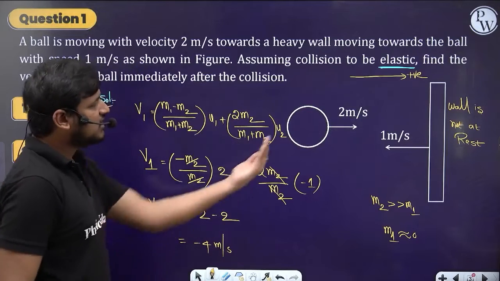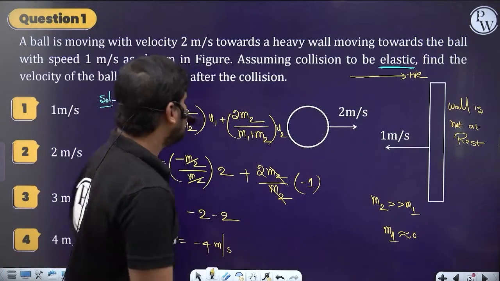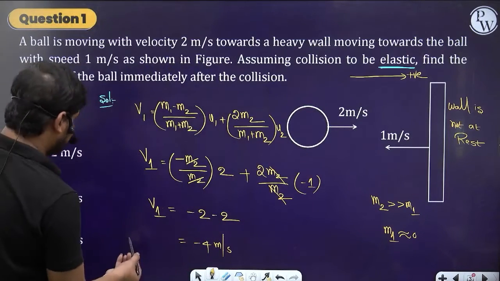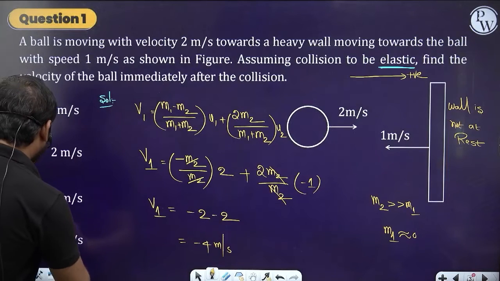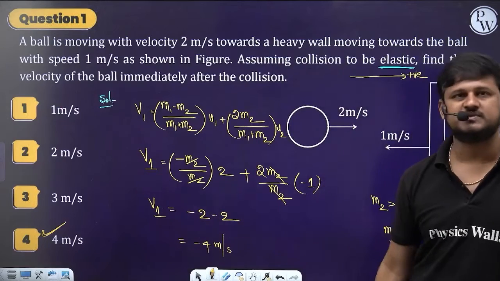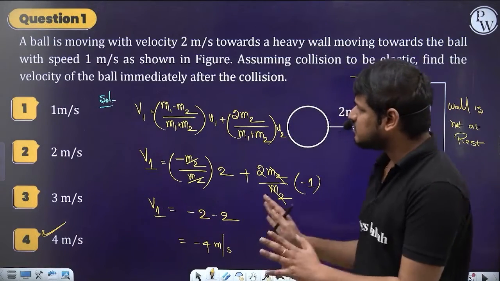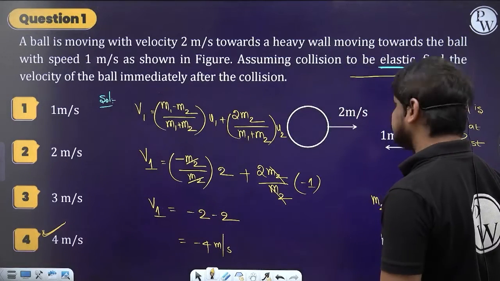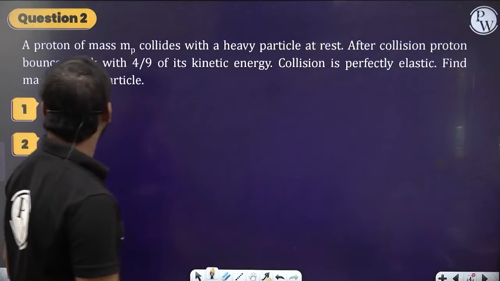After collision, the ball will move with a velocity of 4 meter per second to the left. Just consider the magnitude so that we get the answer 4. Option 4, and the answer is also 4 meter per second. Clear guys? The simple question, right? Chalo, let's go for the next question guys.